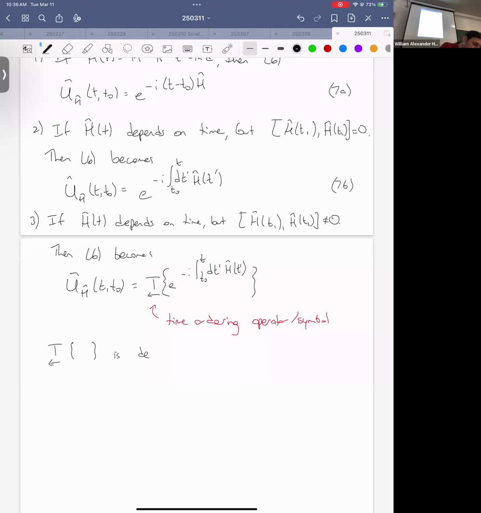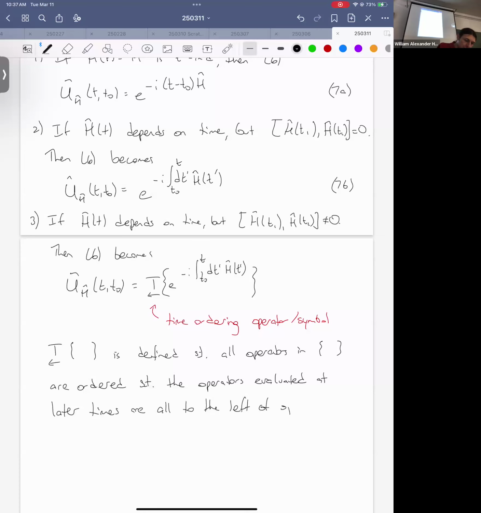It's defined such that all operators inside the curly braces are ordered such that the operators evaluated at later times are all to the left of operators evaluated at earlier times.